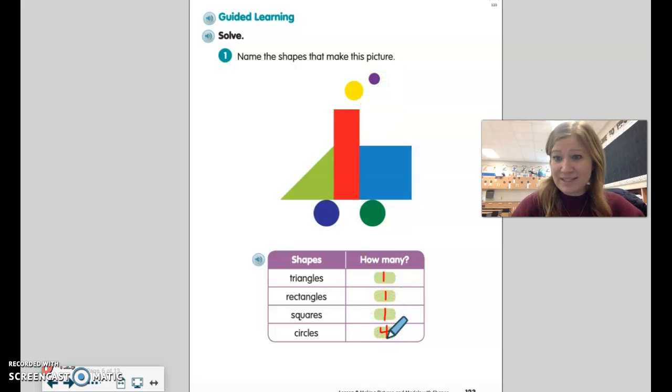Now, you're going to do some activities like this in your workbook today. You're going to do pages 105 to 110. And for one of them, you're going to need your scissors and glue stick, so you can get those out as well. And you're going to be making your own pictures and then counting the shapes you have in those pictures as well. Have fun with this one.